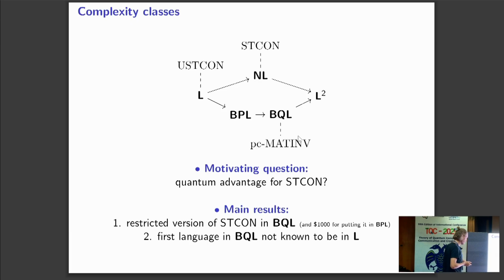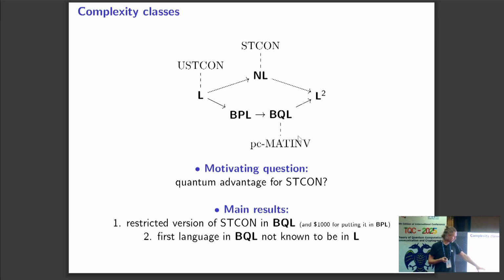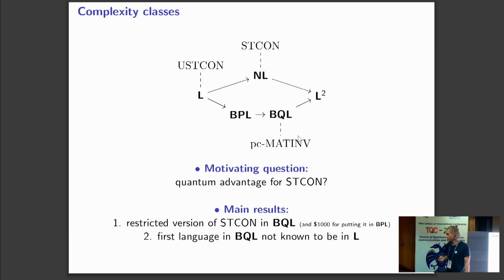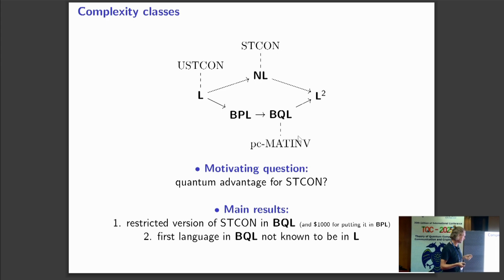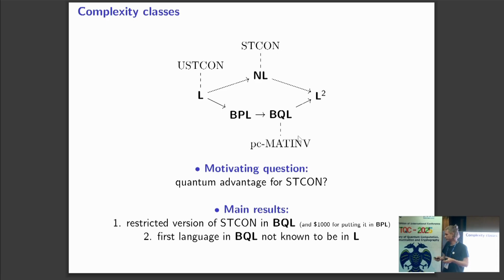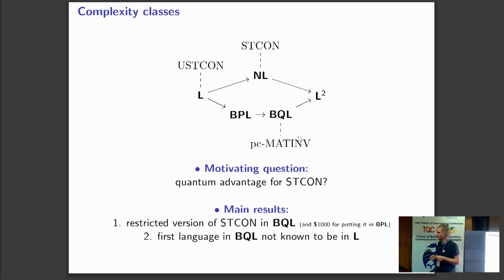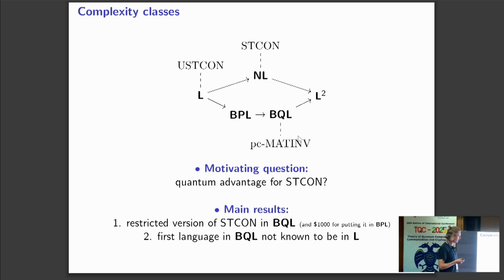And the second point is that based on this algorithm, we're actually able to find a language that seems to separate BQL from L. Okay, so it's a language that seems to be hard for log space, but easy for bounded error quantum log space. And now again, you can ask, okay, what about polyconditioned matrix inversion? So I'll explain why that doesn't quite qualify when we get to that.